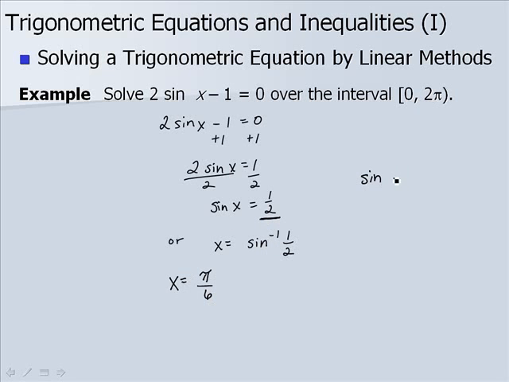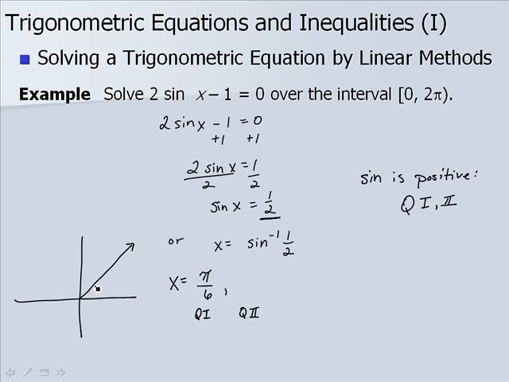We know that sine is positive in quadrants 1 and 2. Well, pi over 6 is in quadrant 1. So we want to find our quadrant 2 value. So let's look at our graph here. Pi over 6, which is also 30 degrees, there's our quadrant 1 value.